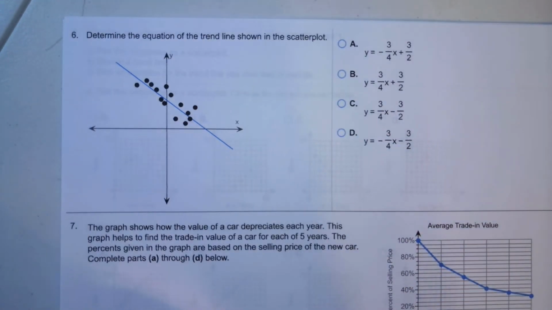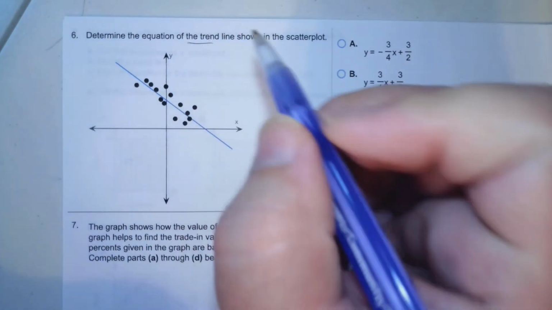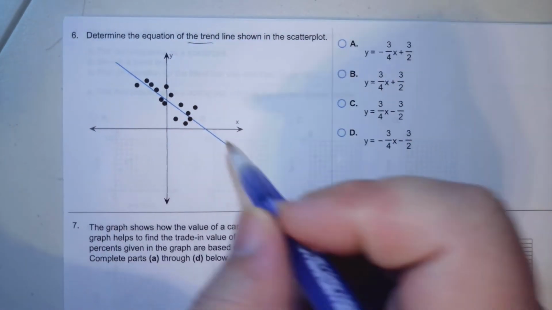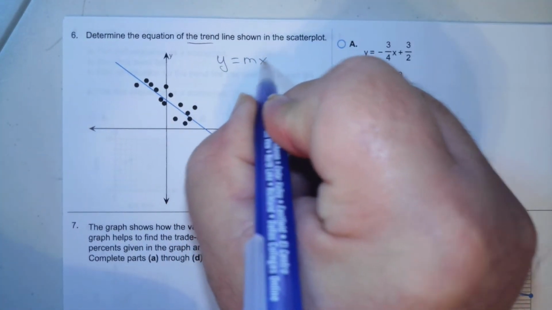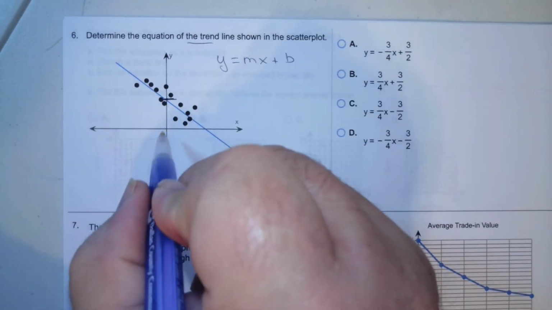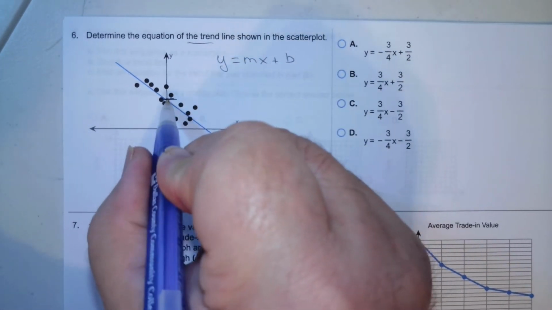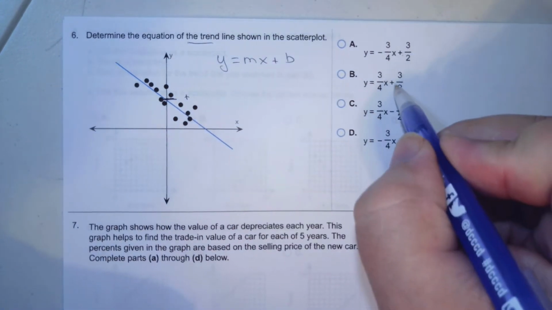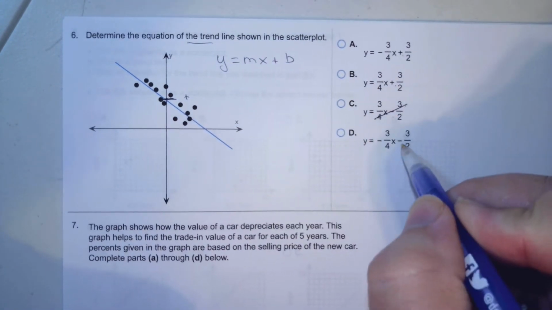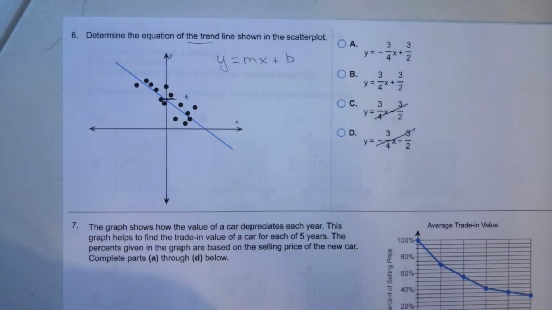Determine the equation of the trend line in this one. Okay, so again, this doesn't give us any numbers, so we do the same thing. y equals mx plus b. Let's look at the y-intercept first. That's above the x-axis, so it's positive. So that number's positive, this number's positive, negative, negative, can't be right.